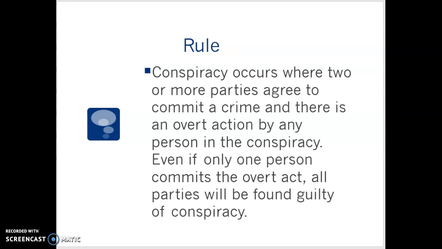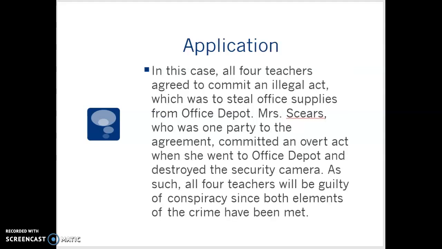Now, in order to get the rule, remember, you're going to just go into your notes, pull up the notes on conspiracy, and copy it down. And this is the one case that I want you to copy exactly what I have written. Don't put in any personal interpretation. All right. So these are the elements. 2 or more parties agree to commit a crime, and there is an overt action by any person in the conspiracy. The application is the part that I'm going to be looking more closely at here, guys, because I want to know that you can now take those rules and apply them to the factual scenario, okay?